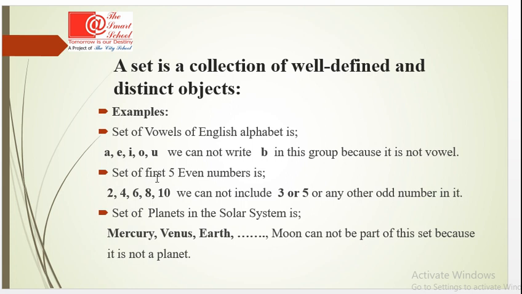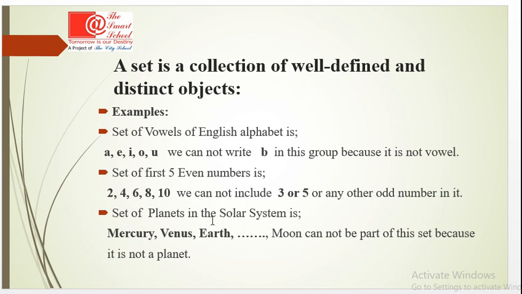And the set of first 5 even numbers is 2, 4, 6, 8 and 10. We cannot include 3 or 5 or any other odd number in it, and not even any other even number like 12, 14, 16 and so on. The first 5 even numbers are only 2, 4, 6, 8 and 10. So it is a well-defined thing.